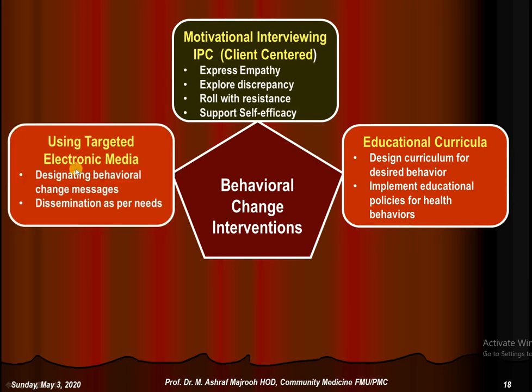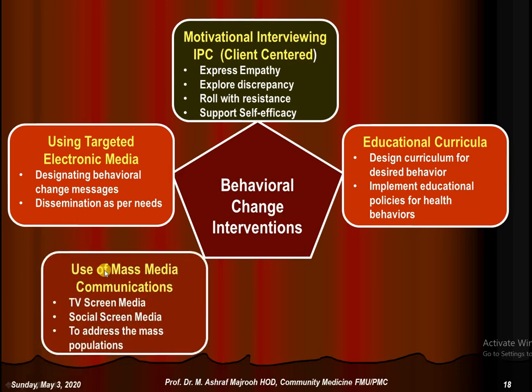Then, using targeted electronic media, we can design behavioral change messages and disseminate them to the target populations. These targeted electronic messages are very effective in changing the desired behavior among a selected group of the population. Use of mass media, such as TV and social media, is required where primordial prevention is needed, to address the mass population. This is the most effective intervention.